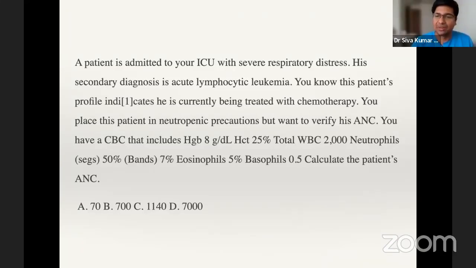So how do you calculate it? Say the total leukocyte count is 2000. The segmented neutrophils are 50%, so it should be 1000, right? But band forms are also there. They indicate sepsis, and segmented neutrophils with band forms are counted together, so you need to add that 7% more. So the answer is 1000 plus 140, which is 7% of 2000. So 1140 is the answer.